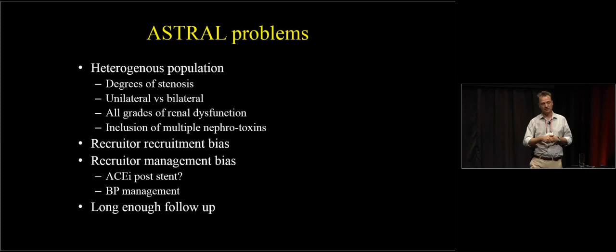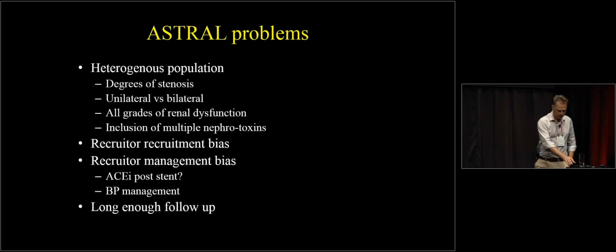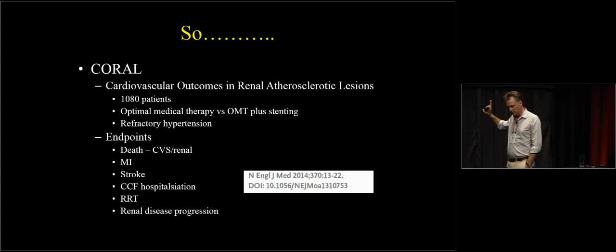They took all different types of renal dysfunction. They didn't follow them up for very long, as I mentioned. And there were differences in the type of medication that was used for blood pressure control between the groups. So there was a lot of problems with Astral. So on the back of that, the Coral study was published in 2014.